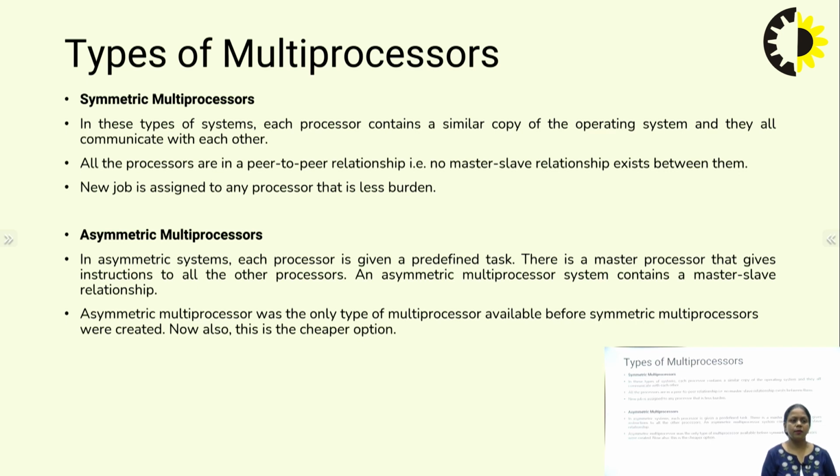Next is asymmetric multiprocessor. In an asymmetric system, each processor is given a predefined task. But here we have a master-slave relationship. There will be one master which will assign tasks to the other slave processors. So, one will be a master and the others will be slave processors, and these slave processors are specialized in a particular work domain.